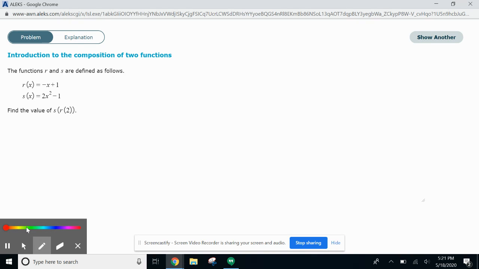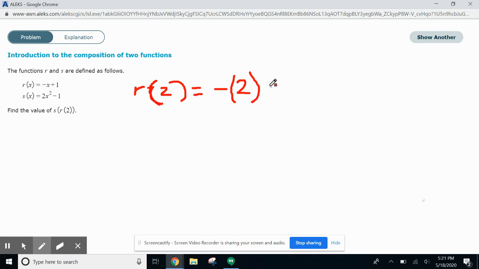Okay, so what I'm going to do is start with the inside here, r of 2. Sorry, my parentheses were not very great. So if I have r of 2, that's going to mean that I have my function r, but instead of the letter x, I'll have the number 2. So now I have r of 2 equals negative 2 plus 1. So now I'm going to solve that a little bit further. Simplify that. Negative 2 plus 1 will be negative 1. So now I have r of 2 equals negative 1.